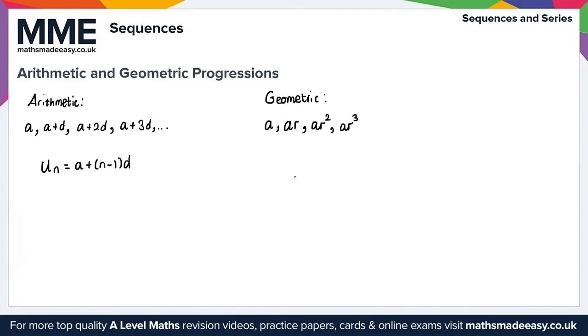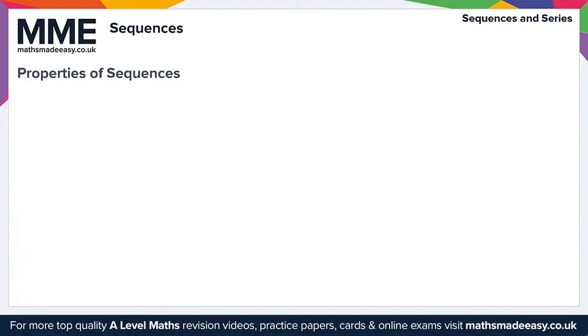So in that case, our nth term here, un, is simply going to be ar to the n minus 1 there. That gives us everything we need there for arithmetic and geometric progressions. And finally, let's take a look now at the properties of sequences.